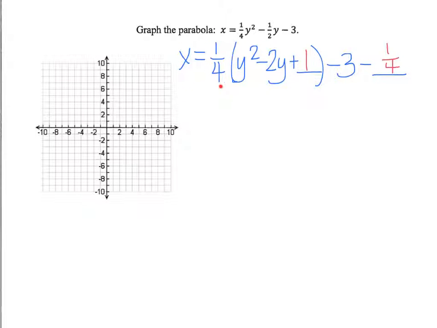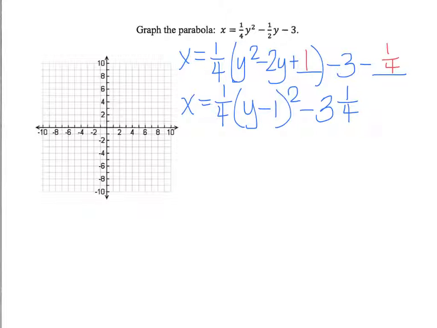Factor, don't forget to bring your 1/4 down, collect like terms. Now my equation is x equals 1/4 times the quantity y minus 1 squared minus 3 1/4. So standard form, that's it.